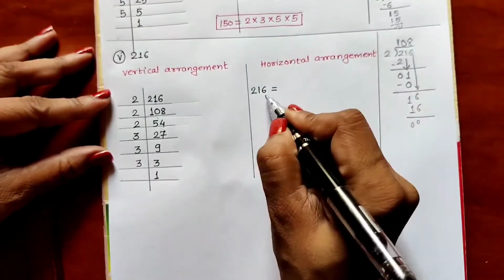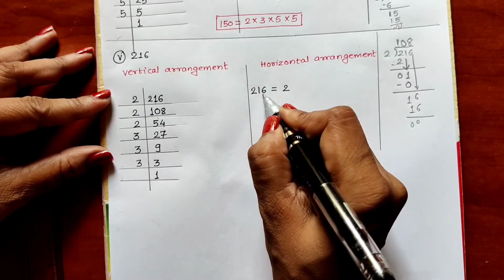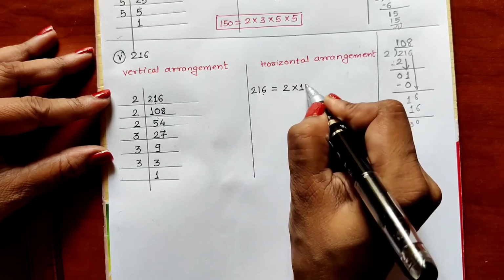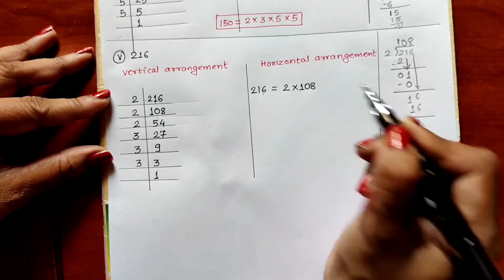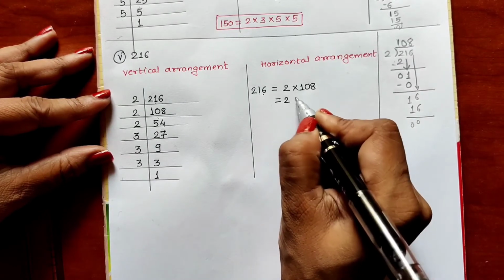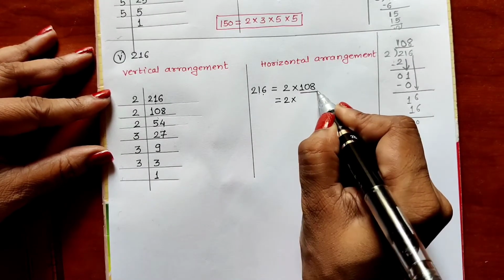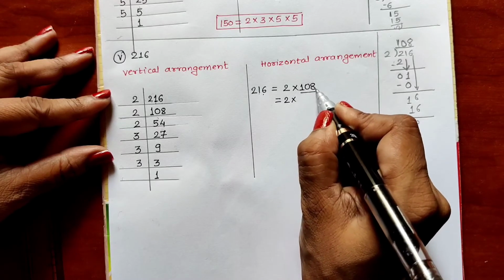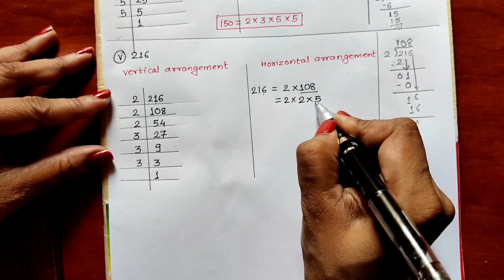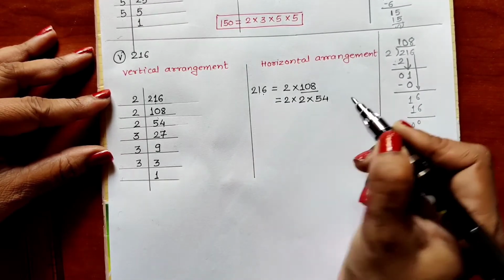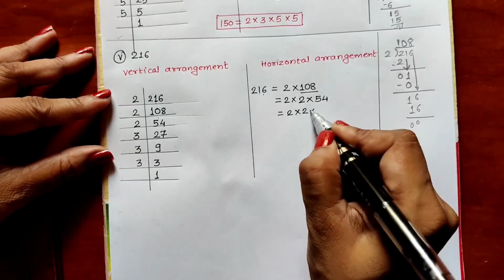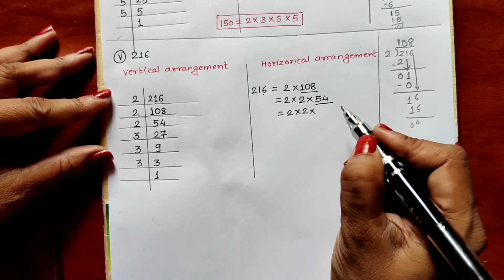216 is equal to... The first factor will be 2 as 6 is there in the unit place. So 2 ones are 2, 2 zeros are 0, 2 eights are 16. Then the first 2 we write as it is, we copy down. We will find the factors of 108. In 108, 8 is there in the unit place. That means the first factor will be 2, 2 fives are 10, 2 fours are 8. Then the first 2 and second 2 we write as it is, multiply by, we get the factors of 54 now.